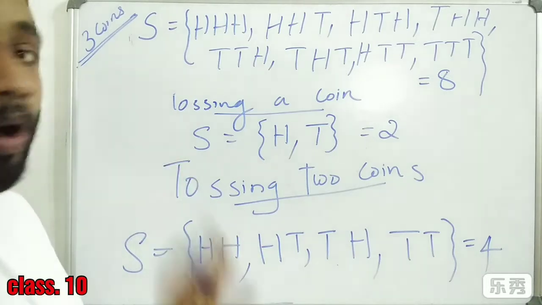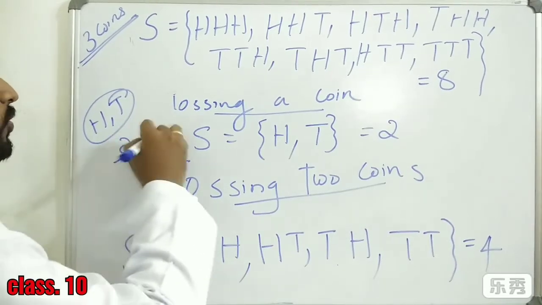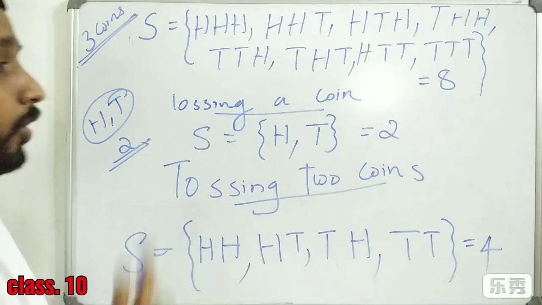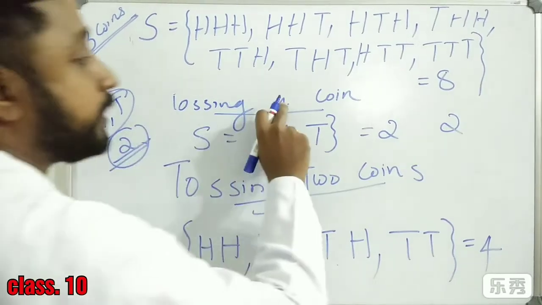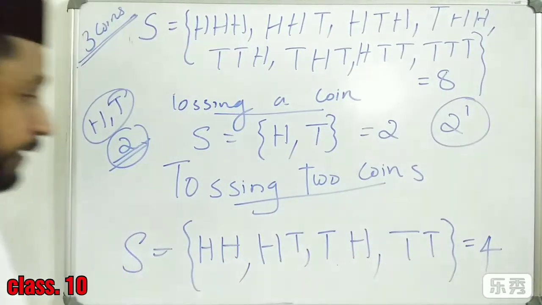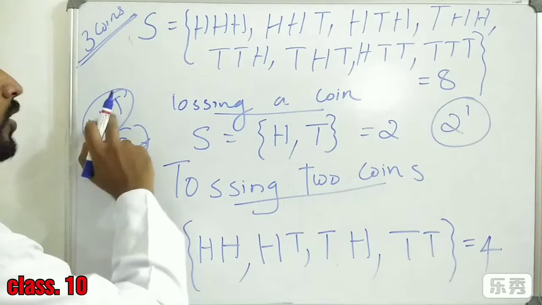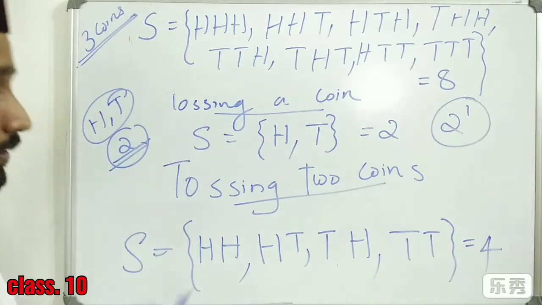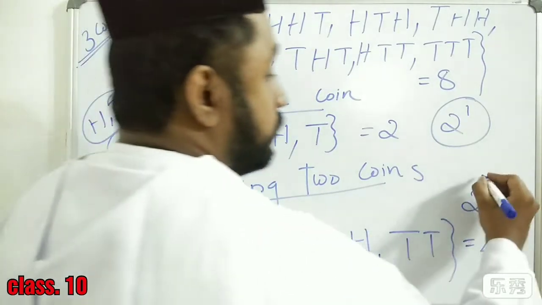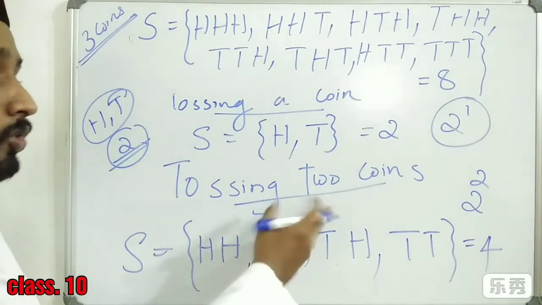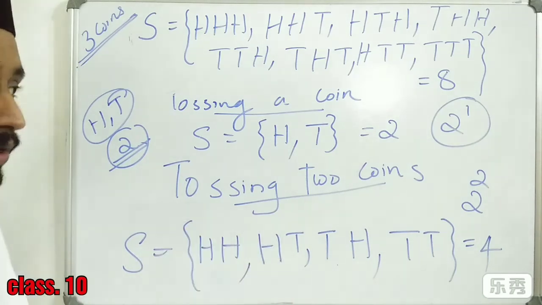We know in a coin there are 2 possibilities, head or tail. So tossing a coin, number of outcomes we easily get: 2 possibilities, so 2 raised to 1. Here tossing 2 coins, there are 2 possibilities, either head or tail, and we are tossing 2 coins or 2 times. Tossing 2 coins or a coin tossing 2 times, both are equal.